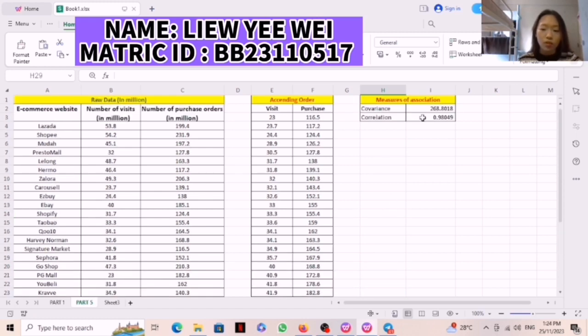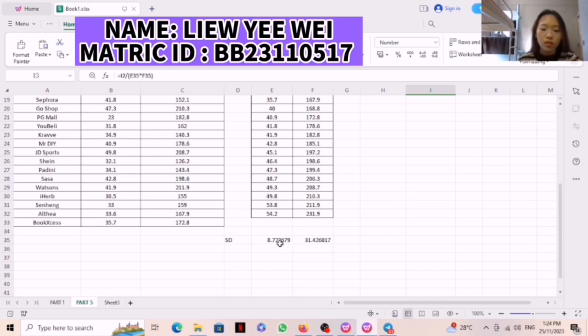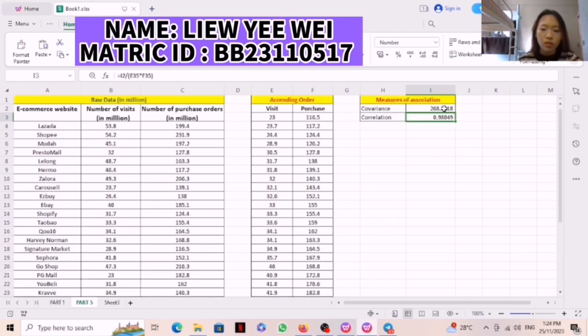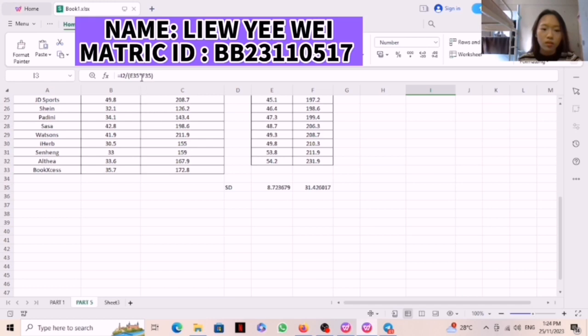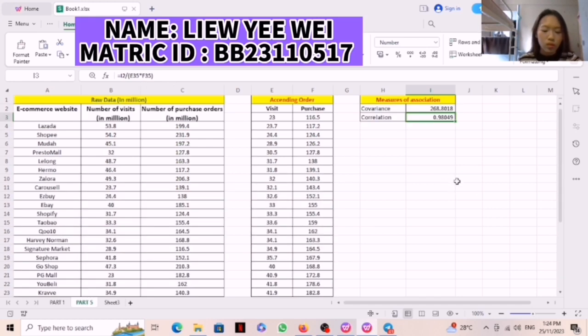We can get the correlation by dividing the covariance by the product of the standard deviations of both metrics. This multiplied by this, and this divided by the two. A correlation of 0.98049 suggests a strong positive relationship. As the number of visits increases, the number of purchase orders is likely to increase. That's all from me. Thank you.